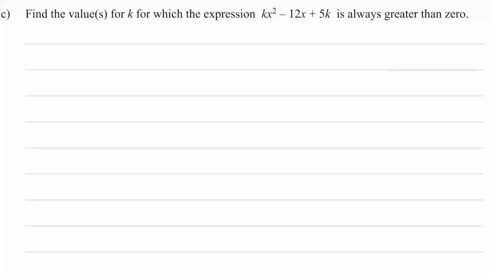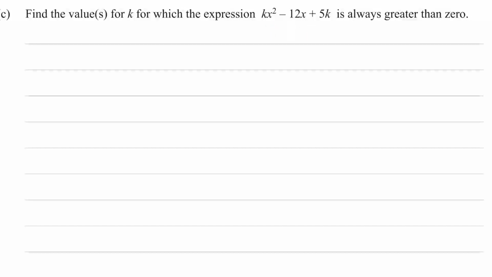We have a quadratic expression, right? So it has x squared as the highest power of x, and we have this unknown constant k that appears twice. And we want to find the values for k. So it could just be one value, it could be multiple values, or a range of values, so that if we were to graph this, it would always be above the x-axis, right? It always has a value greater than 0, regardless of what we put in for x.